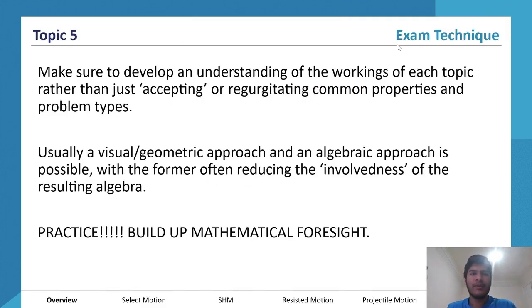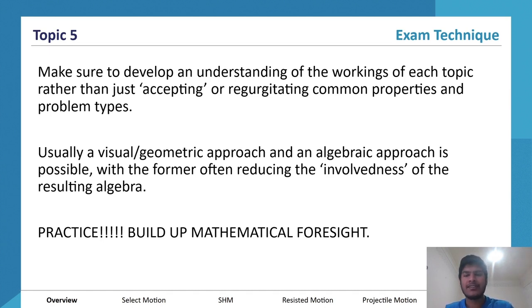One of the biggest things is to make sure that you develop an understanding of each topic, or understand the workings of each topic. Use a visual or geometric approach rather than a purely algebraic approach, if it's possible. Sometimes you're just going to have to brute force through and work through the algebra. But sometimes it can simplify things, especially with complex numbers, for example. If you can visualize the situation in terms of rotations and dilations, that quite often can simplify things.